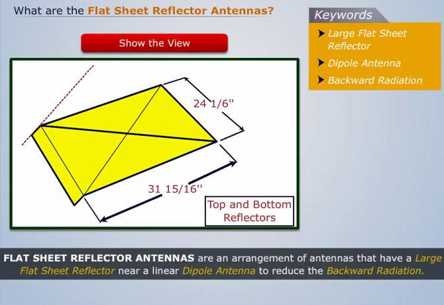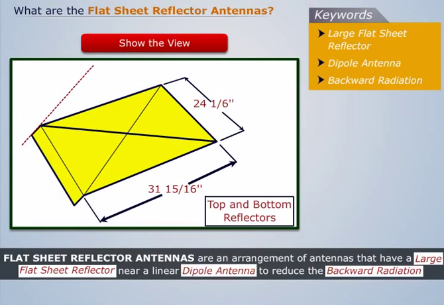Thus, flat sheet reflector antennas are an arrangement of antennas that have a large flat sheet reflector near a dipole antenna to reduce the backward radiation.